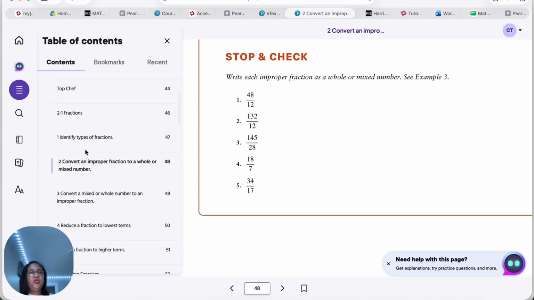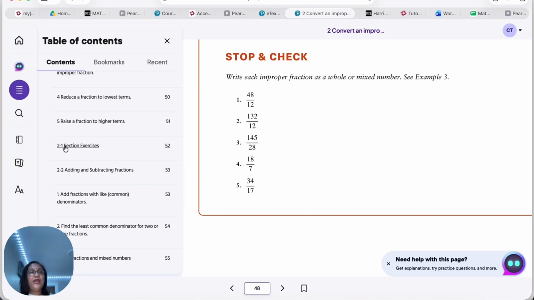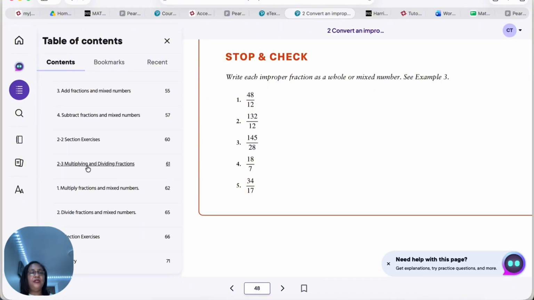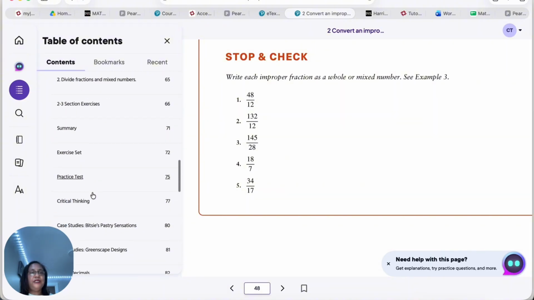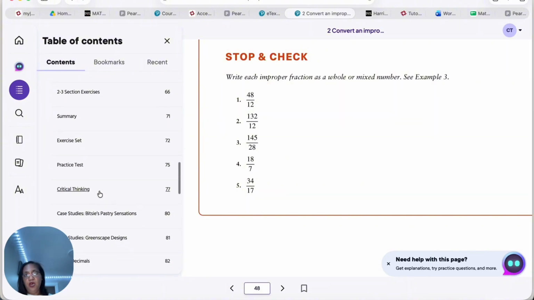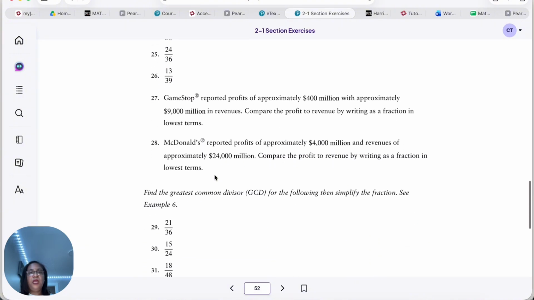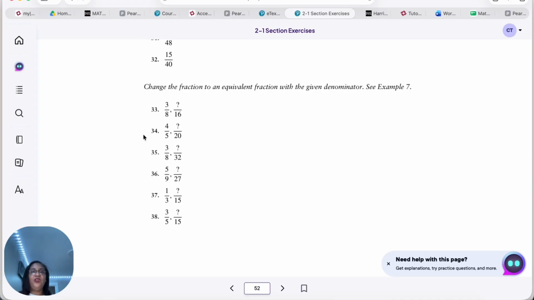So what Pearson also does is separate the sections, right? So you see 2.2-1 exercises, and then you can go through, each section has the definitions and all that you need. And then you have a summary and you have an exercise set, which is also included in the PowerPoints. So what I'm going to do is I'm going to actually do problems from here. So I'll just pick random problems and I'll do those on my iPad. All right, so get ready. Let's go.